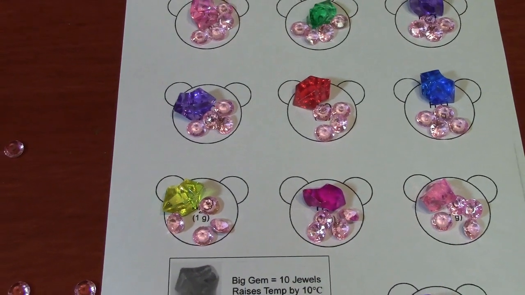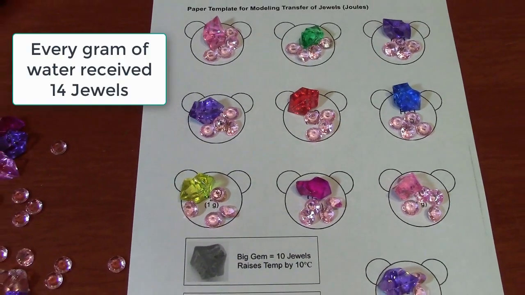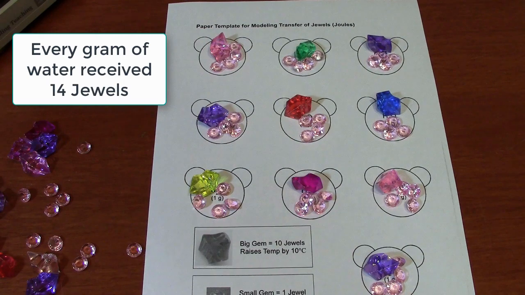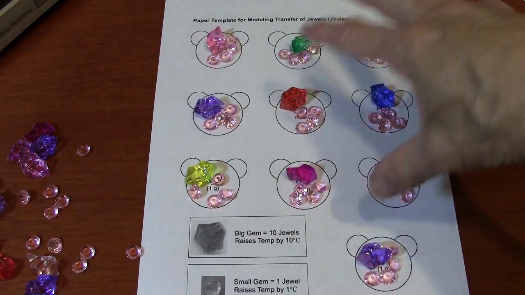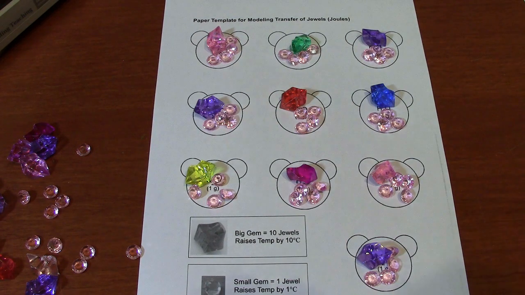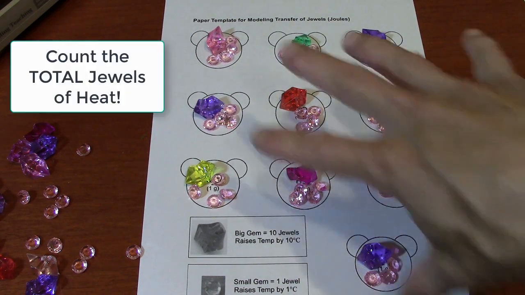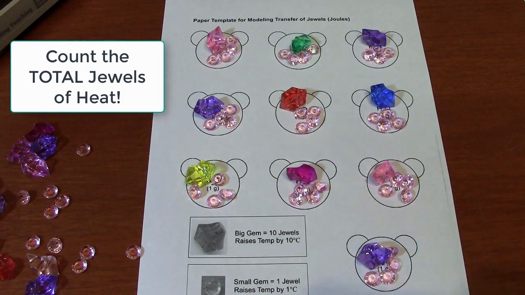So now I put 14 joules on every gram of water. And this would represent the total number of joules of heat that were produced in the reaction. That's what we're going to do with this, is count how many total joules of heat appeared.